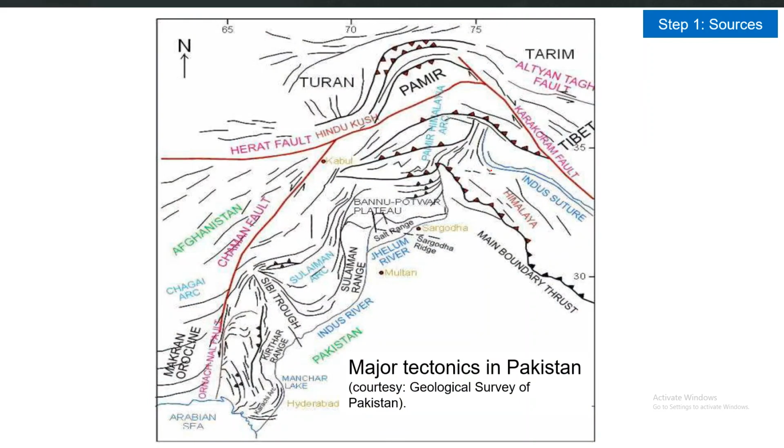So this complex seismotectonic environment has resulted in the formation of several active faults in this region, and they are capable of producing moderate to large magnitude earthquakes. So several major seismotectonic features are shown here in this map.